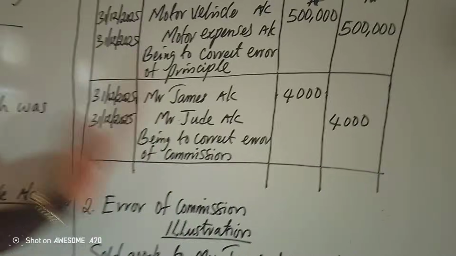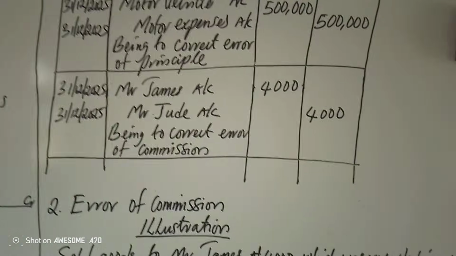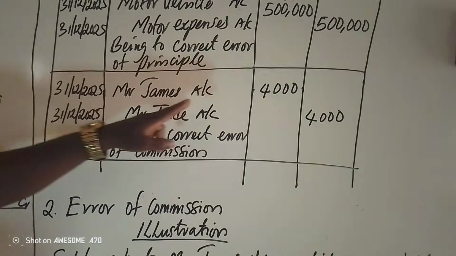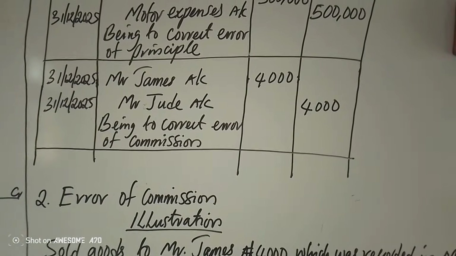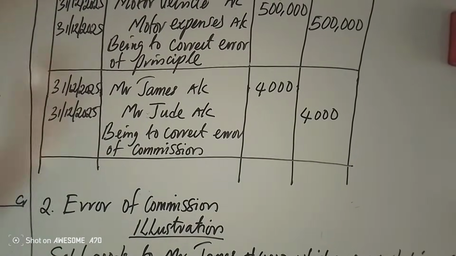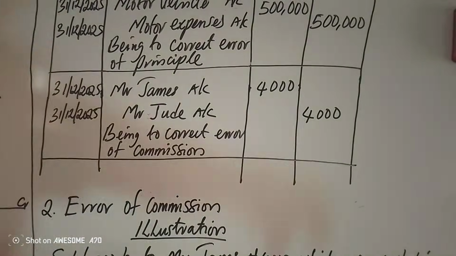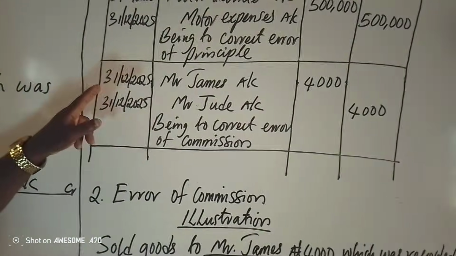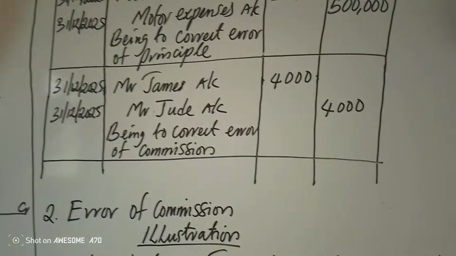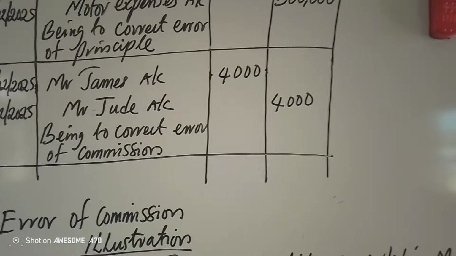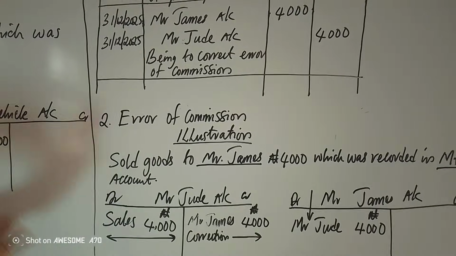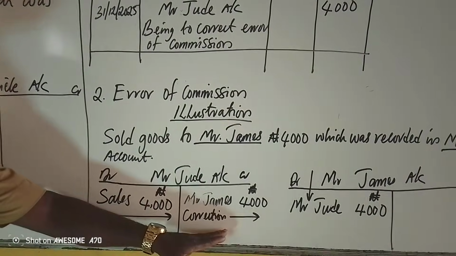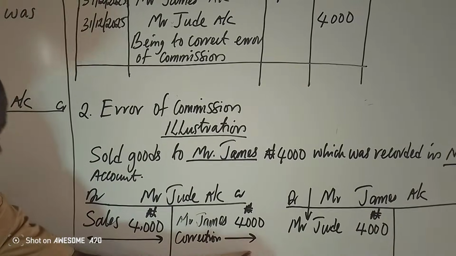So coming to a journal proper, which is the basic or required place to correct this error, you see clearly that Mr. James will be debited. And mind you, I'm still repeating that in correction of error, the account that is debited must be recorded first. That is why James was debited first with 4,000, while Mr. Jude was credited by way of removal. This is exactly what happened. So the first step of correcting an error is a removal, and that's why Mr. Jude's account is credited by way of removal.